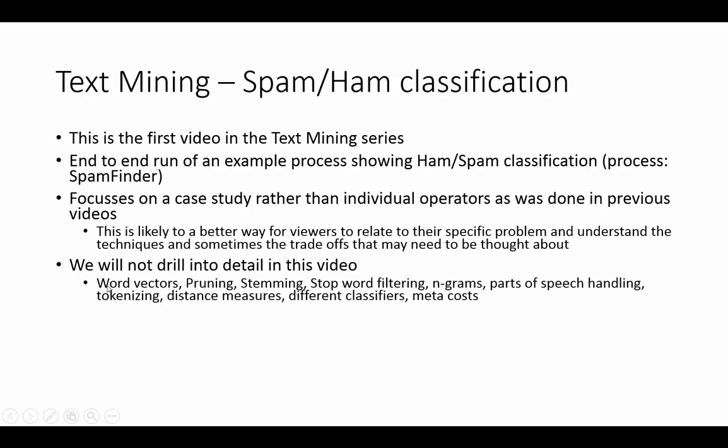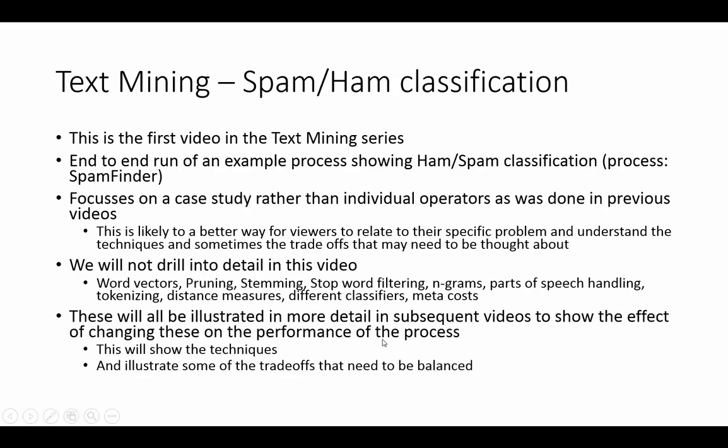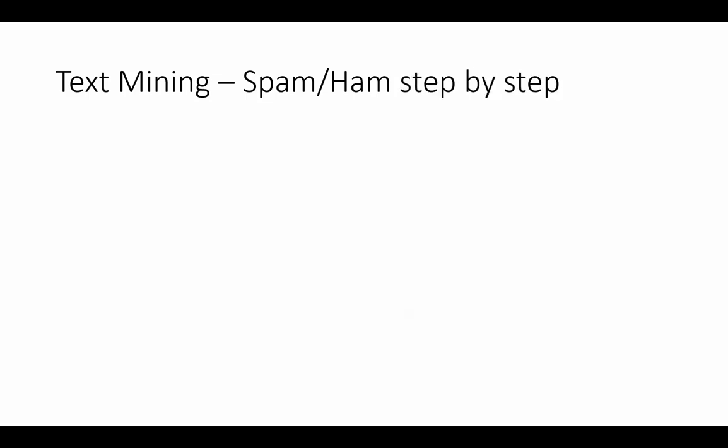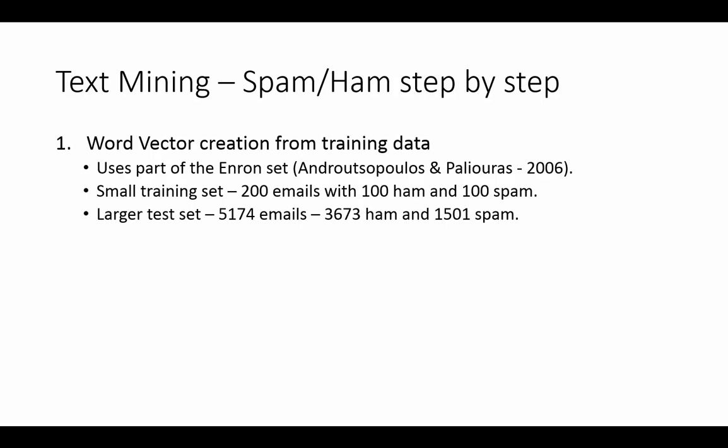I mean, I list them here: word vectors, stemming, n-grams, metacosts. Those will be covered in later videos. The point being that we'll see the effect of changing these things on the performance of the overall process. So not only will you see the techniques, but you'll also see, in some cases, there are trade-offs to think about. Now, the process itself, before we look at it, it has six parts to it.